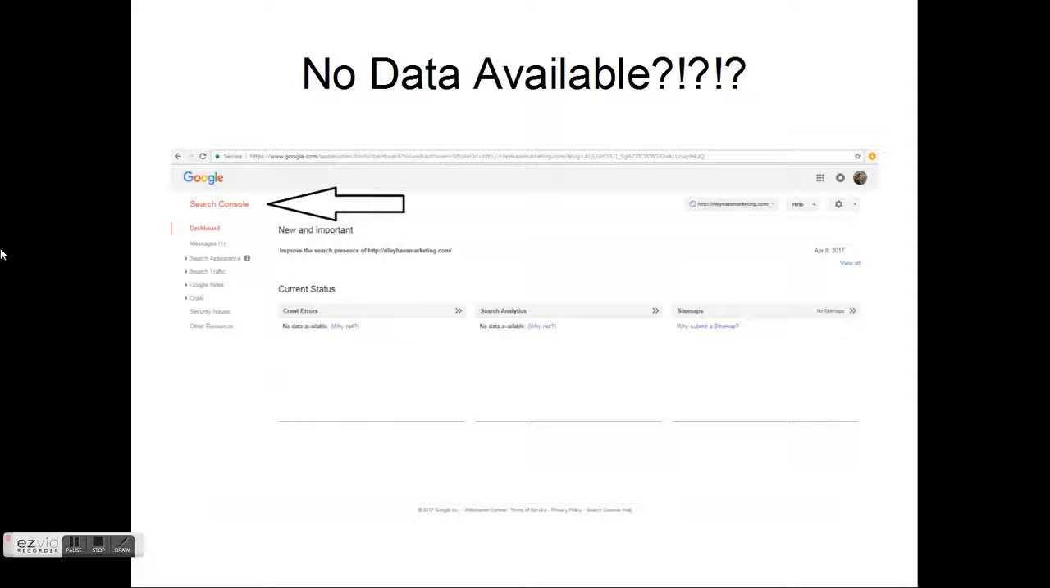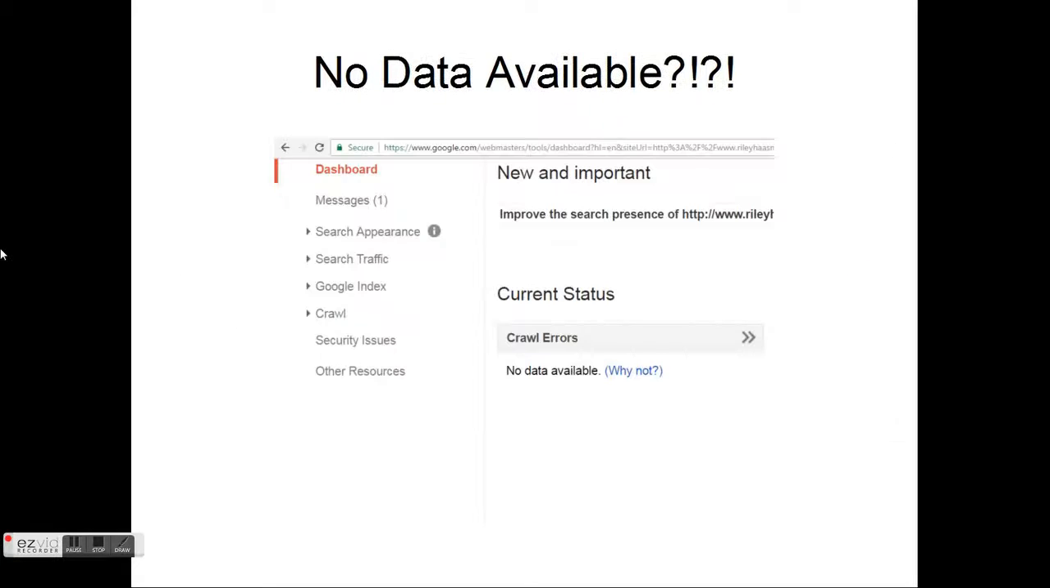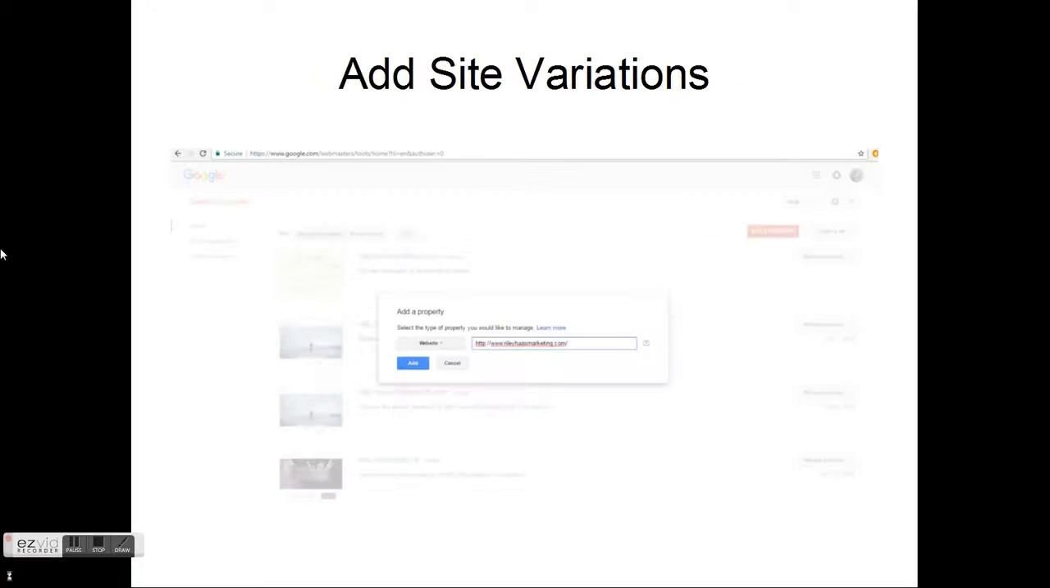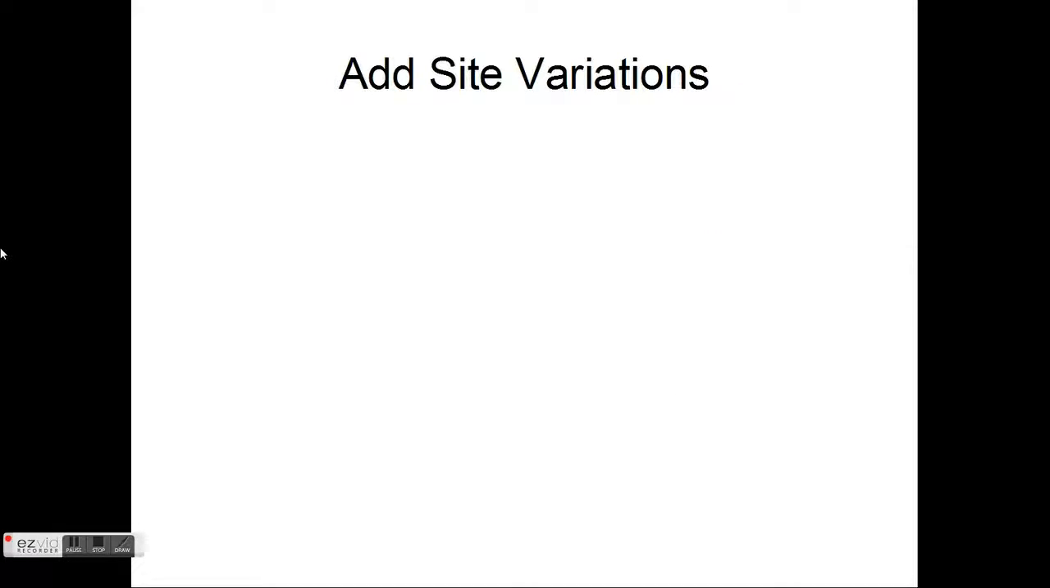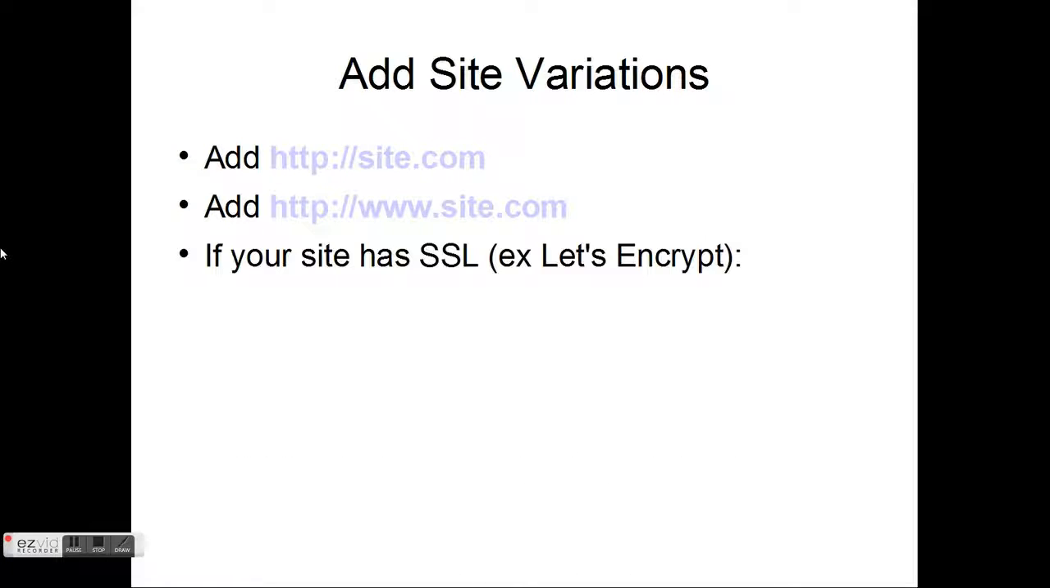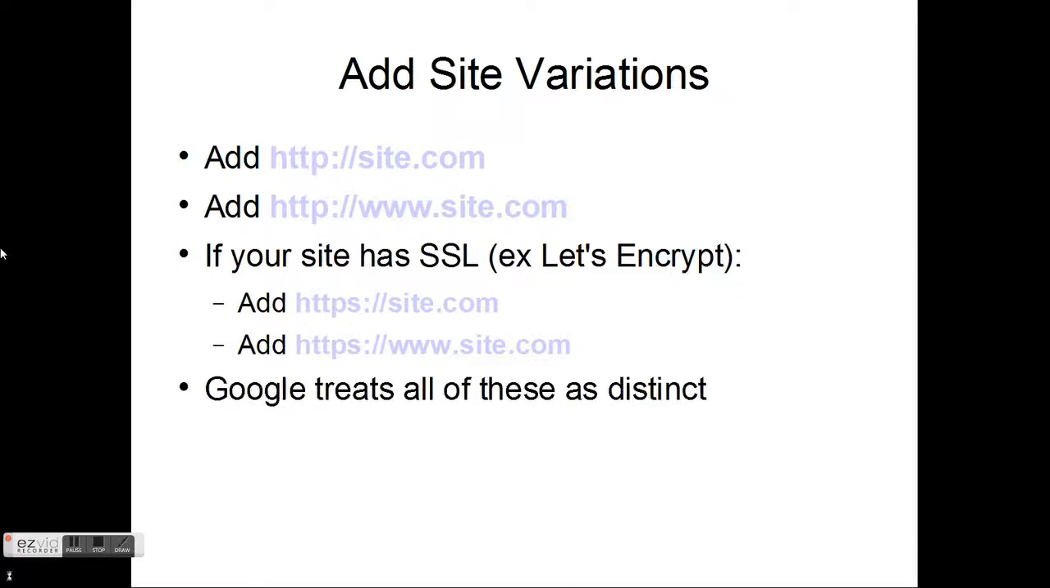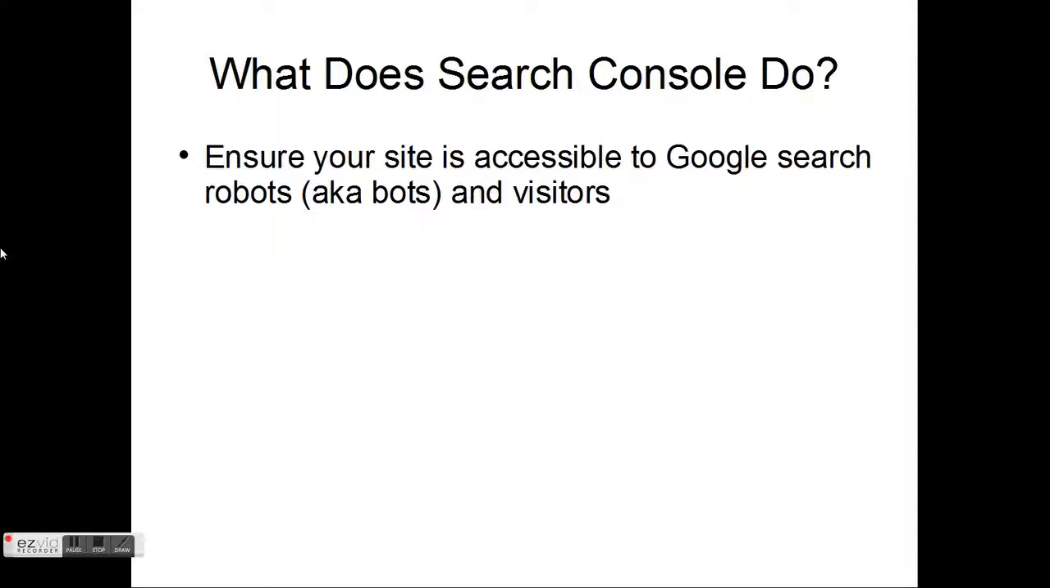That is because Google hasn't crawled your site enough. If this error does come up in the future, sometimes it will appear like this. You should just come back in like 4 to 8 hours and check. So you need to add variations of your site. You should add site.com, www.site.com. If you're using SSL, which you should be, add site.com with the HTTPS and the same with the www. Google treats all of them as distinct, and then you set your preferred domain.